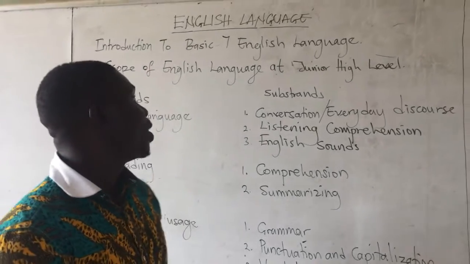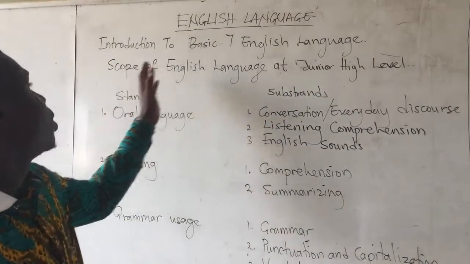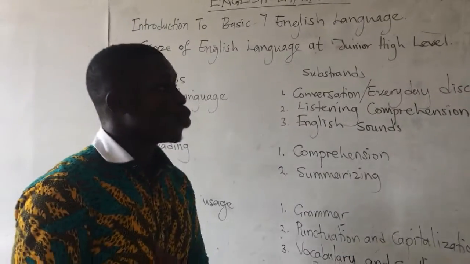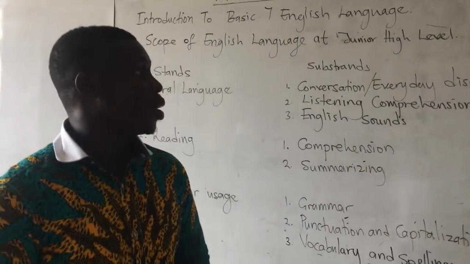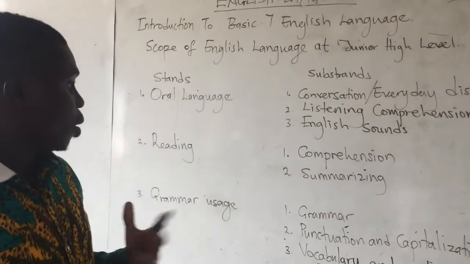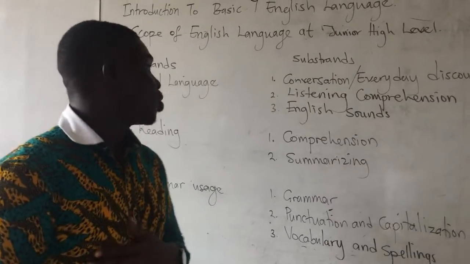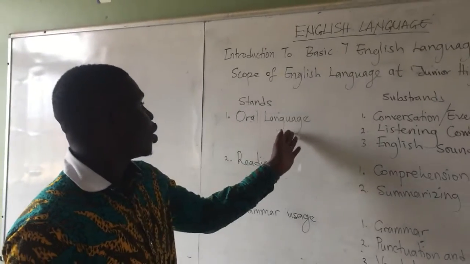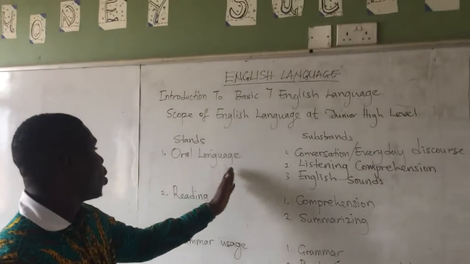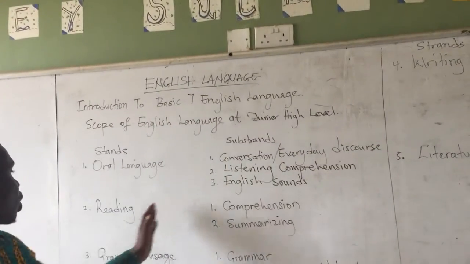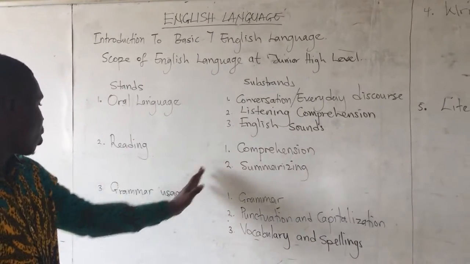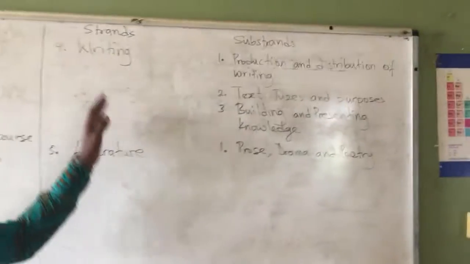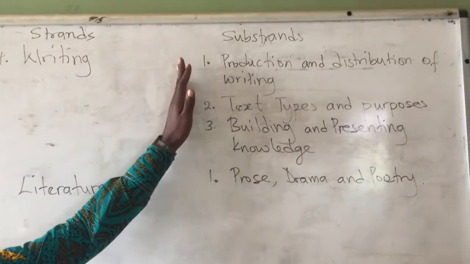So I'm just going to continue with the second part of the introduction to Basic 7 English language. And today I'm going to finish with the scope so that in our third lesson we'll start with grammar. I think in our previous lessons I discussed the strands, the oral language and its substrands, reading, its substrands, grammar usage and its substrands. Today I'll quickly move on to writing and its substrands.